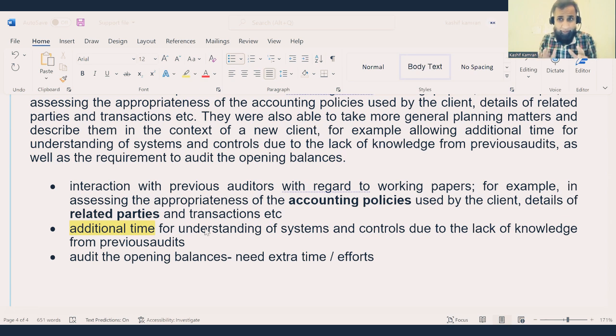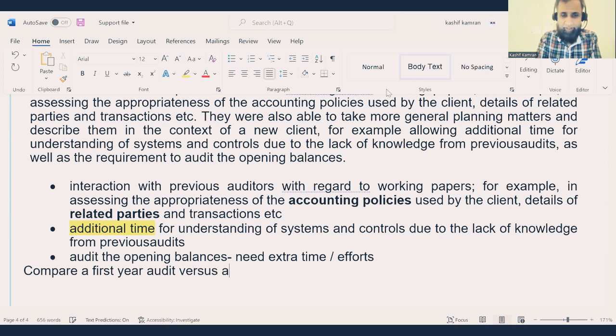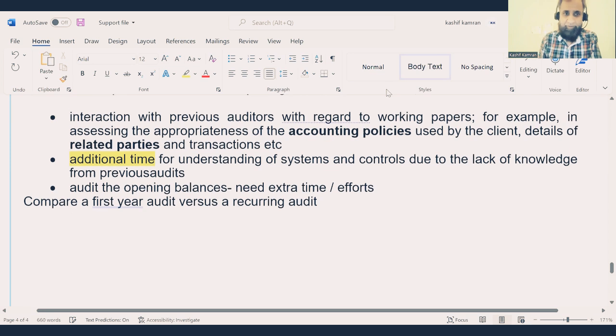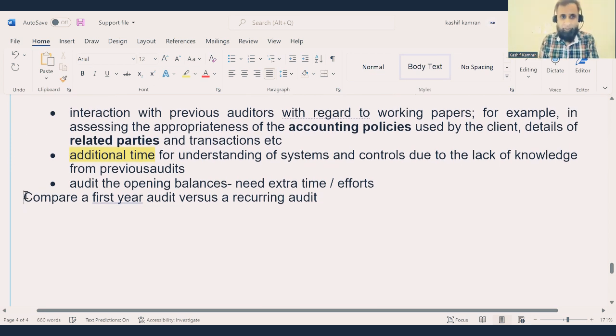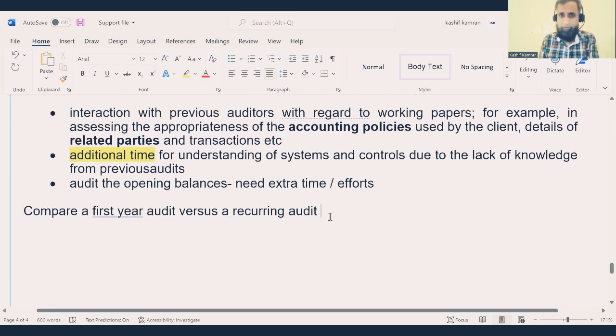Does a first year audit require more effort than a recurring audit? Does it require more documentation? Does it require more knowledge? If you compare the first year audit with the recurring audit, what is the difference? Compare a first year audit versus a recurring audit, and probably you get the answer. Just for the sake of knowledge, compare the first year audit with the recurring audit.